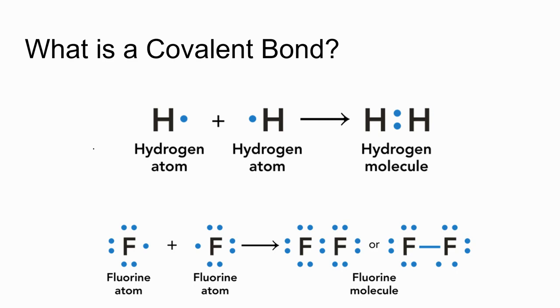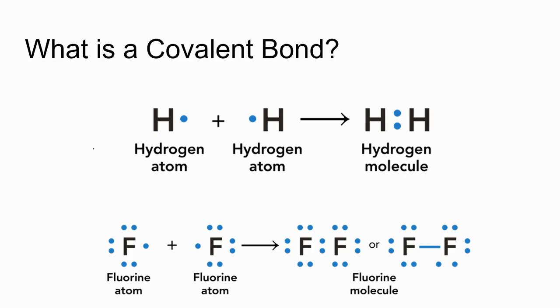All right, so here's another image of what a covalent bond is. If we have two hydrogens, they're going to share their valence electrons, and now they have the full octet. Hydrogen is also really small. It only wants 2 valence electrons. So if they both share their valence electrons, they'll have their full shell.